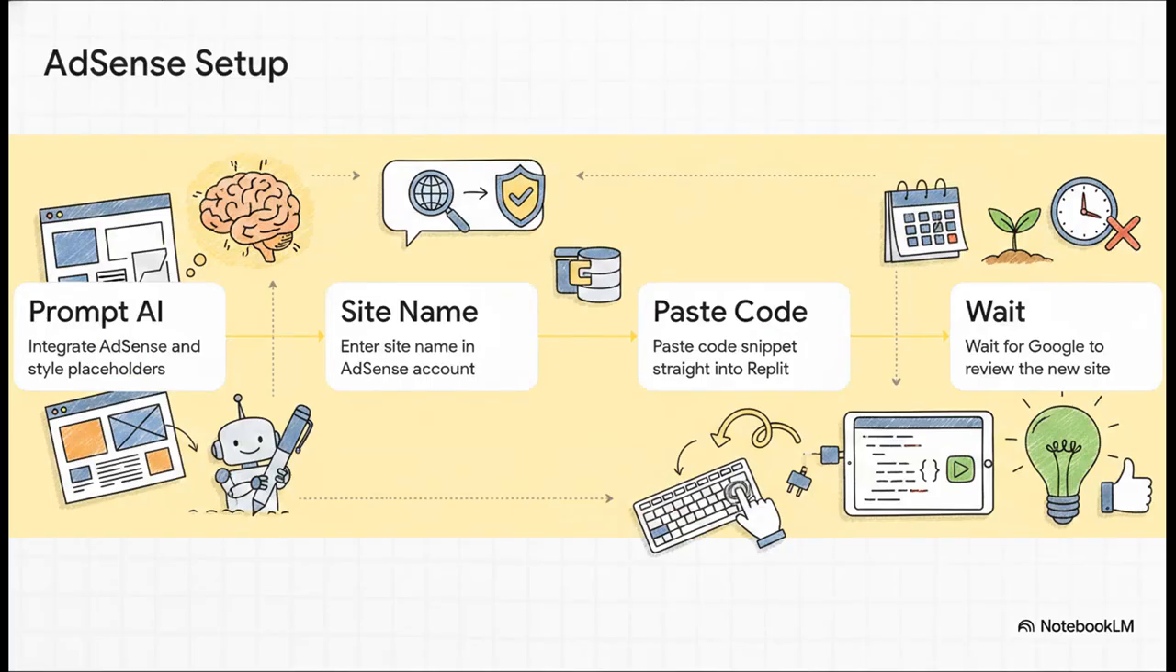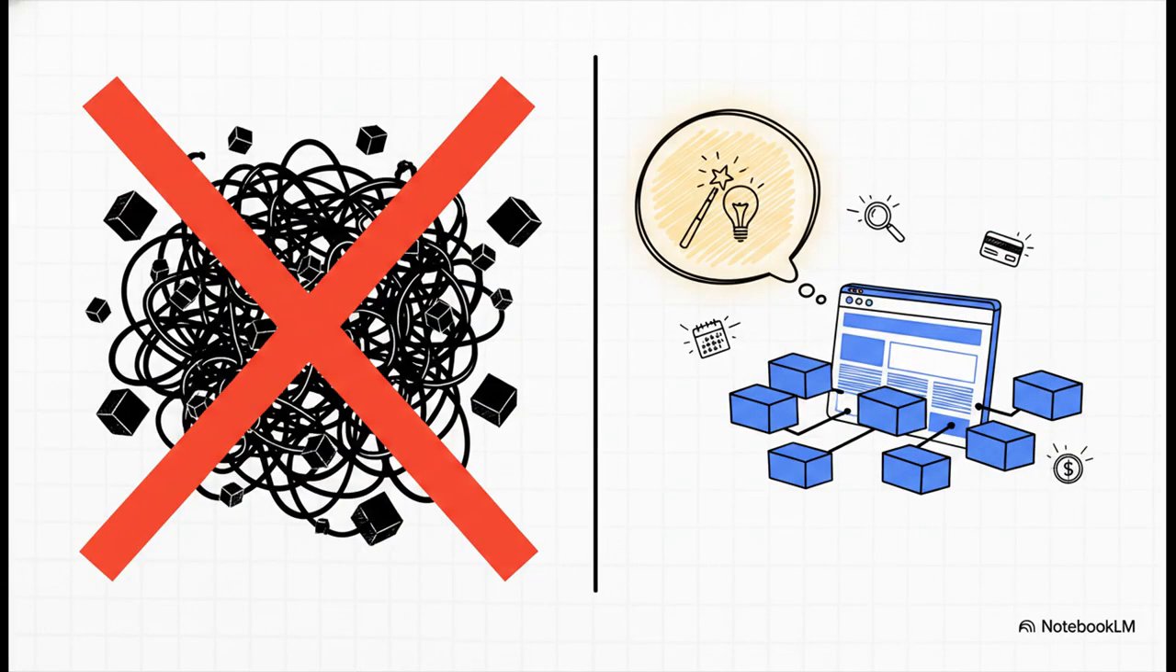Now, for the passive income side, the steps were just as straightforward. First, the creator prompted the AI to integrate AdSense and style the placeholders to look exactly like live Google Ads. Second, they entered the site name into their AdSense account. Third, they pasted the provided code snippet straight into Replit. And fourth, they just waited. Google usually takes a few days to 2 weeks to review a new site. But because the AI beautifully formatted the placeholders, the site's layout remains completely flawless while you're just waiting for that green light. Let's bring this all together and see what our final takeaway is.